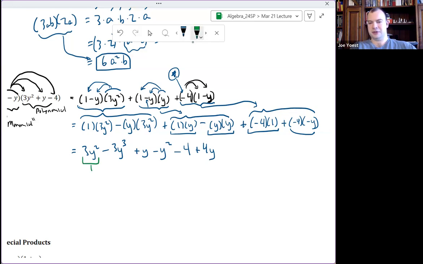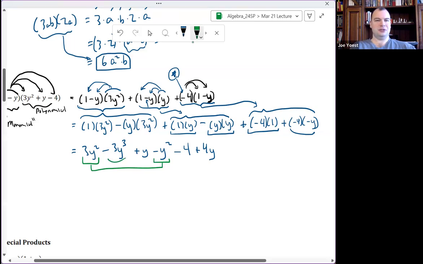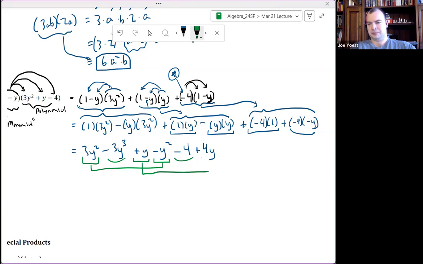And now I see that I do have some like terms. I have some y squareds that can combine together. My y cubed, I don't see any other y cubed terms, and I don't see any other constant terms. But I do also have 2 y to the first terms that can combine together. So maybe what I'll do is I'll reorder things to put those terms closer together, and then I'll do the simplification.